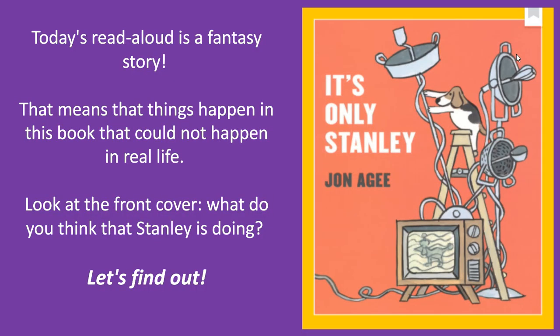So the story that we're going to read today is a fantasy story. That means that things that are happening in this book, they could not happen in real life. Let's go ahead and take a look at the front cover. So I'll go ahead and tell you that that is Stanley on the front cover, that dog on the ladder. What do you think Stanley is doing? Let's make a prediction. What do you think this book might be about? And teachers, you can stop the video and have a couple of your friends share out their ideas.